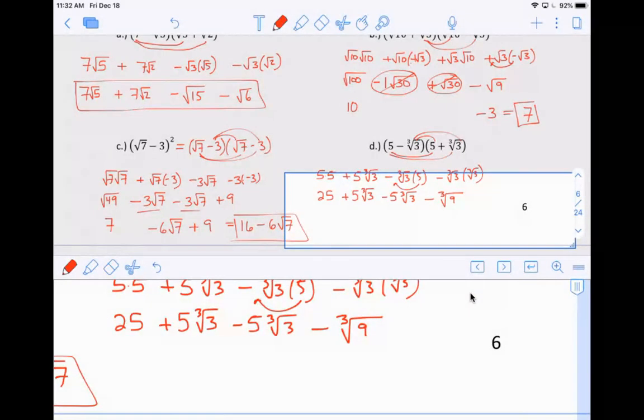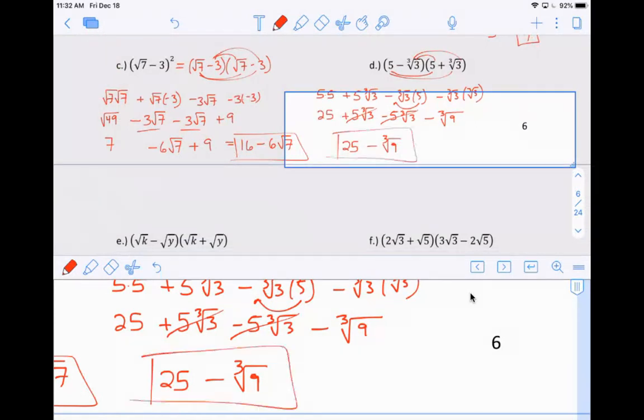When it comes to simplifying, it just looks like these two will cancel each other out. We get 5 minus the cubed root of 9. There we are, which is not 25 minus 3. It wouldn't be 25 minus the cube root of 9 as my final finished product.